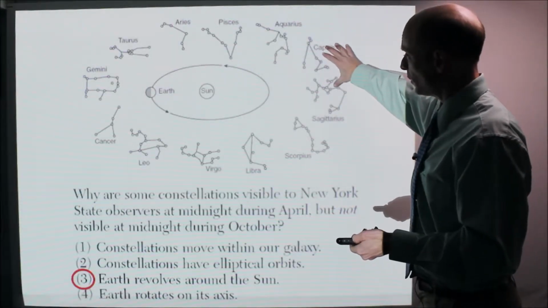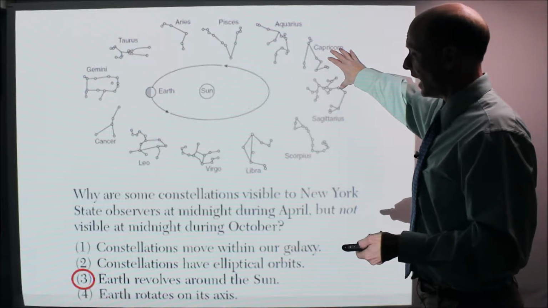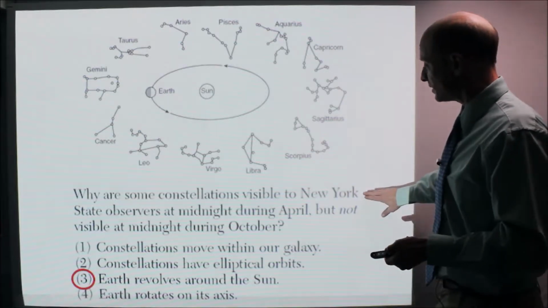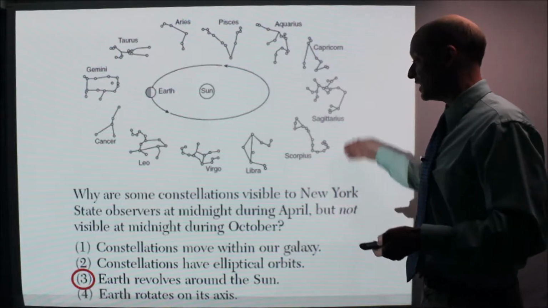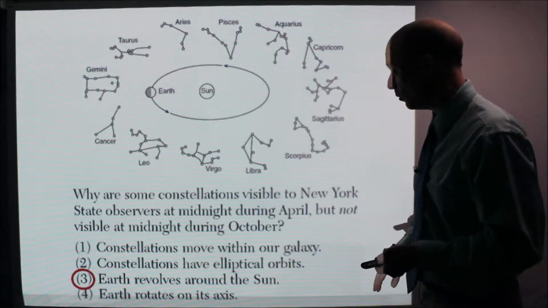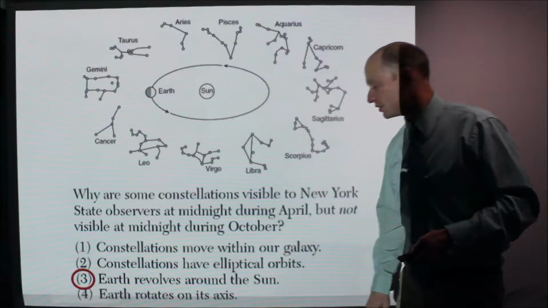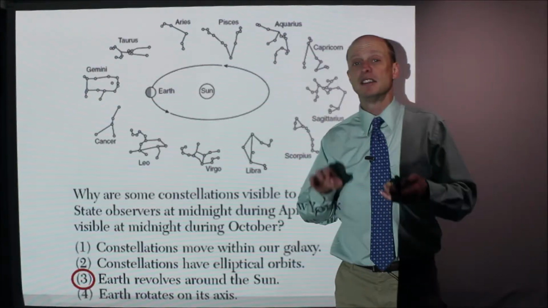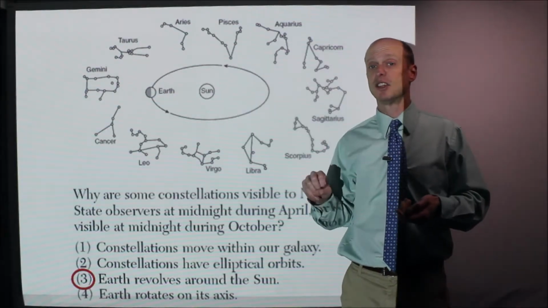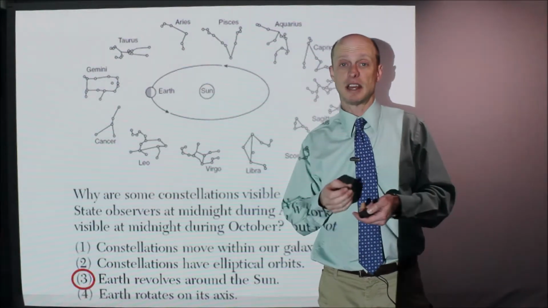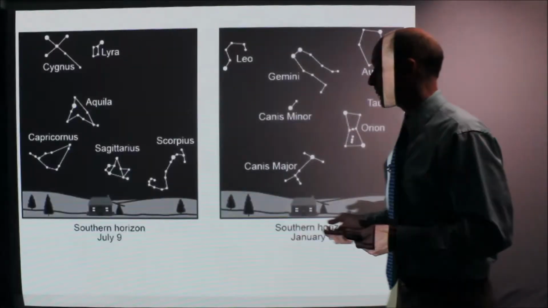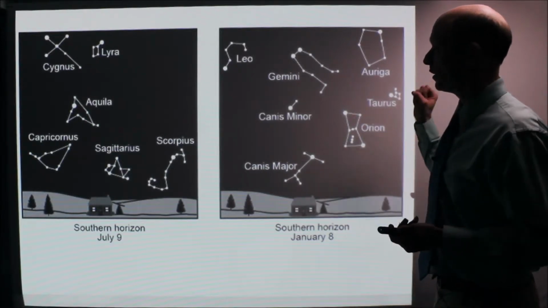So for instance, the question that went along with this diagram is this: why are some constellations visible to New York State observers at midnight during April, but not visible at midnight during October? And the answer is Earth revolves around the sun. So seeing different constellations when you look in the sky at different times of year is evidence that Earth revolves. This is another representation of it.